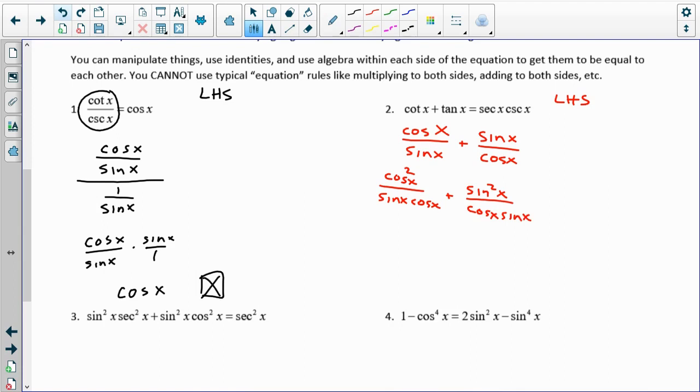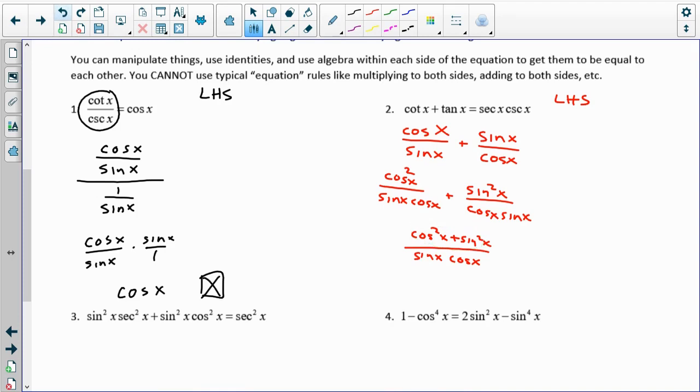And then I can add these things because they have a common denominator. So I have cosine squared x plus sine squared x all over sine x cosine x. Well, what is sine squared plus cosine squared? I know that that's 1.